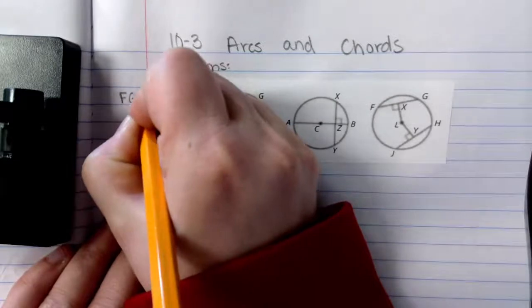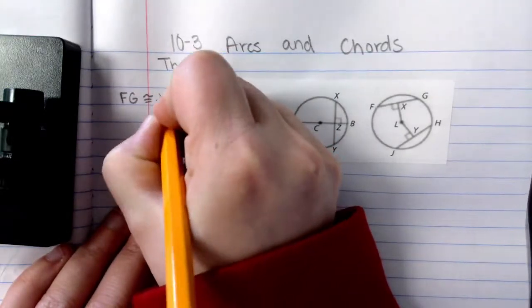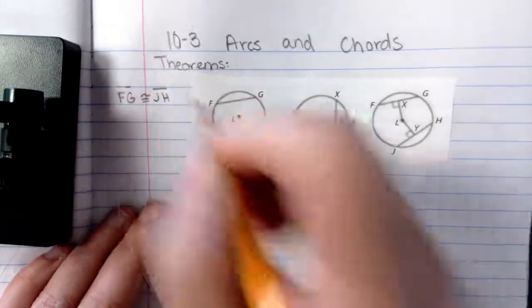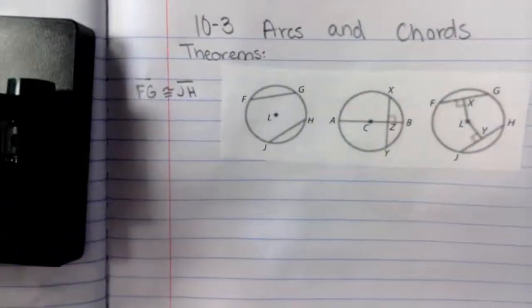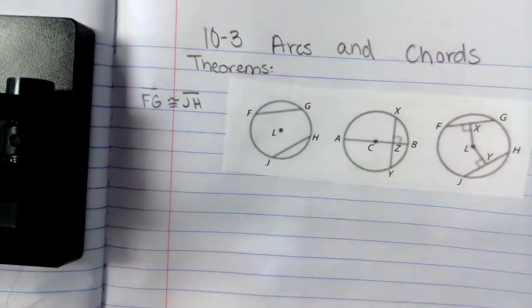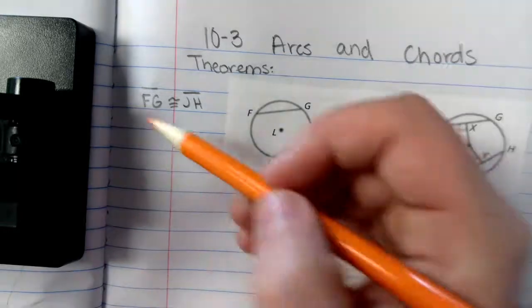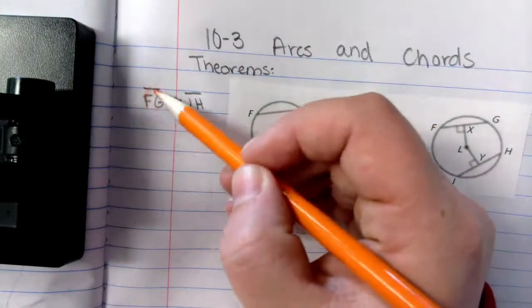First off, if I look at segment FG in the circle, is FG a chord? F to G? A chord. Yep, it goes side to side. It doesn't go through the middle, so it's a chord. And I know that FG is congruent to JH.